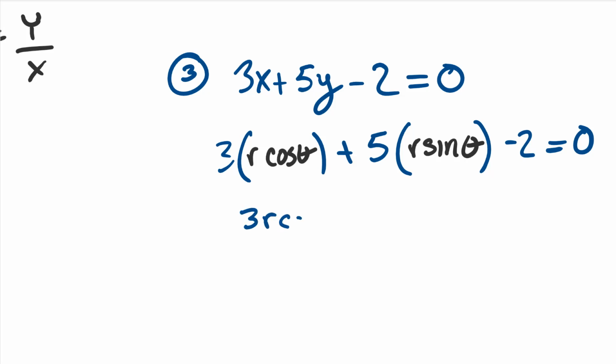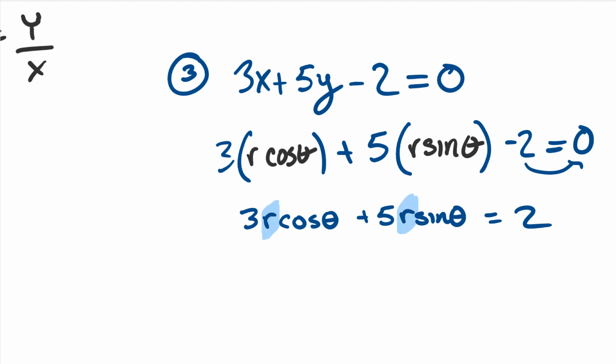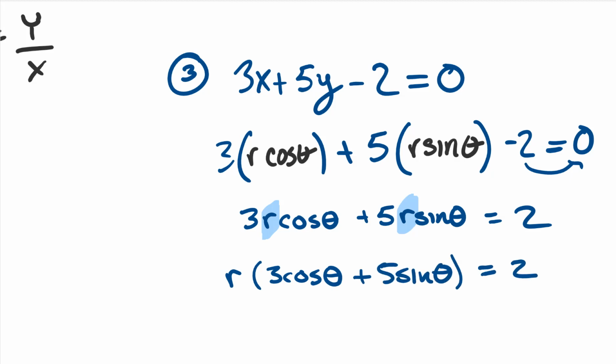We end up with 3r cosine of theta plus 5r sine of theta. Now I just want to take this 2 and move it over to the other side. So we'll say it's equal to positive 2. And then we play the same game with factoring. There's an r on both of them, so factor your r to the outside. And you're left with 3 cosine of theta plus 5 sine of theta is equal to 2.